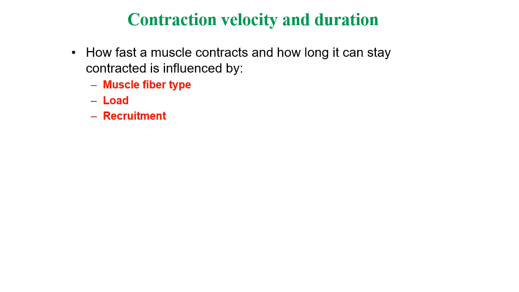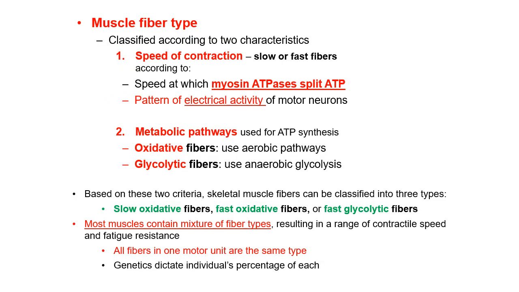So contraction velocity and duration. That's going to depend on the type of muscle fiber, also on the load, and on how many fibers are involved. Okay? Now, the type of muscle fiber has to do with what type of enzyme you have at the myosin head, because the myosin head is the part that hydrolyzes ATP. So depending on how quickly the myosin can hydrolyze the ATP, that's how fast you can move that muscle, right?